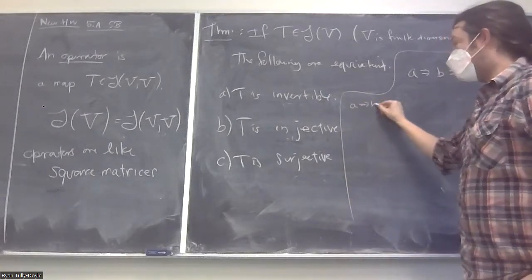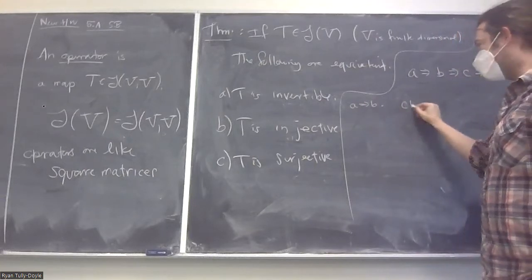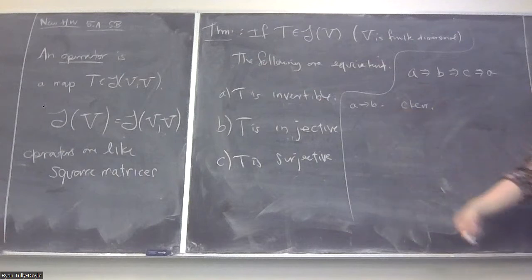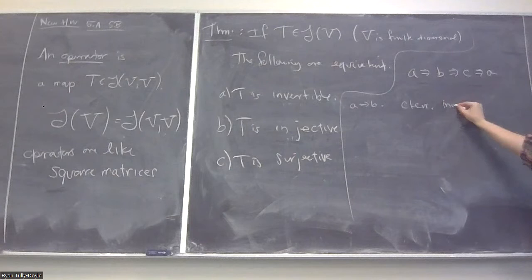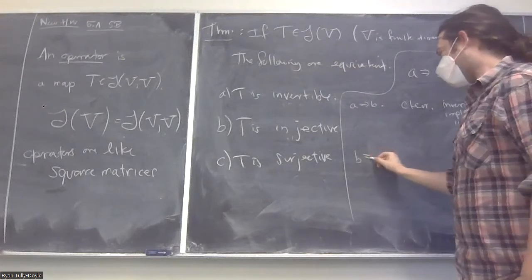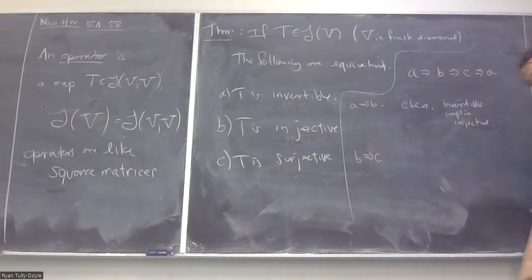A implies B. Here we go. Clear. Why is it clear? Because invertible implies injective. Part of the definition. Invertible implies injective. How am I going to do B implies C? Injective implies surjective.